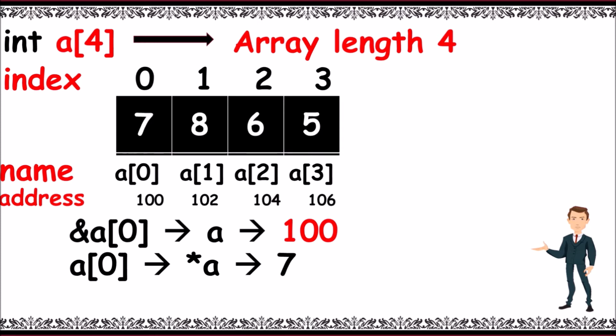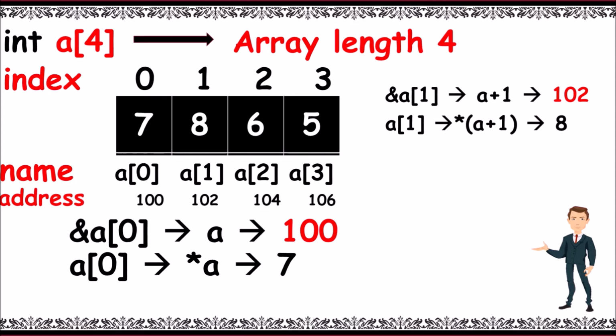Now, &a[1] is the address of the second element, with respect to the pointer, a plus 1. It refers to the address of the second element, that is 102. So a[1] is the element, and with respect to pointer, *(a+1) is also the second element, that is 8 as in the given example.